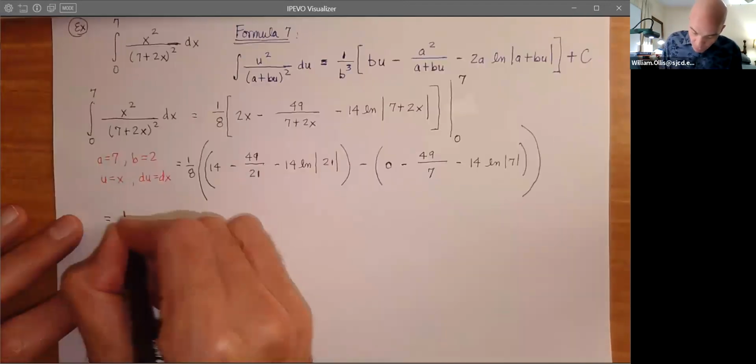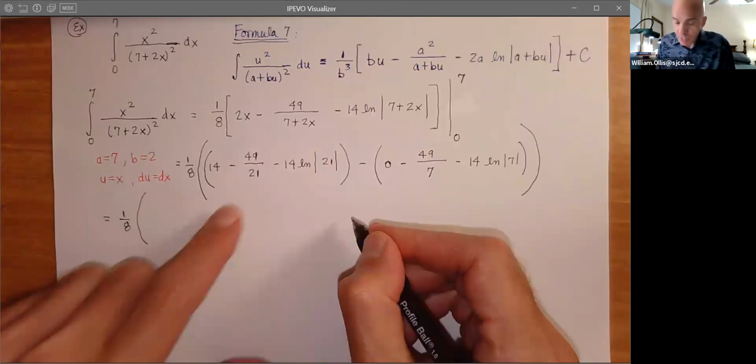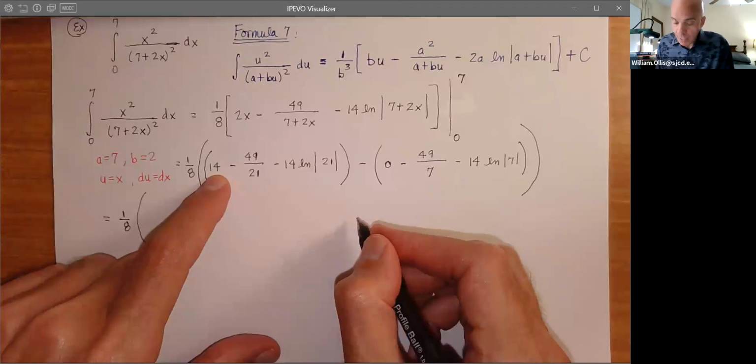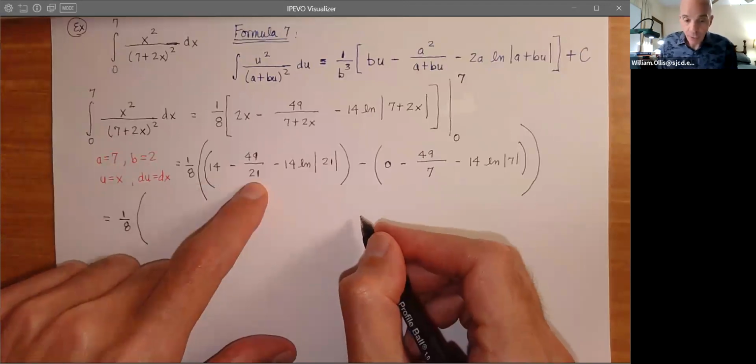So let's just go ahead and reduce this. We have 1/8. And so now notice here, we've got a 14. Of course, this we can reduce by 7. That'll just give us a 7/3.